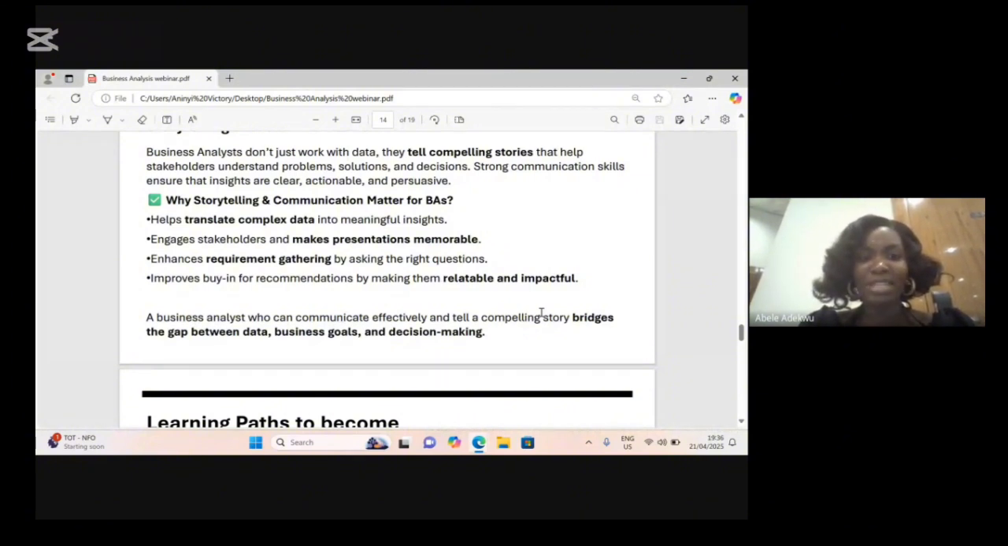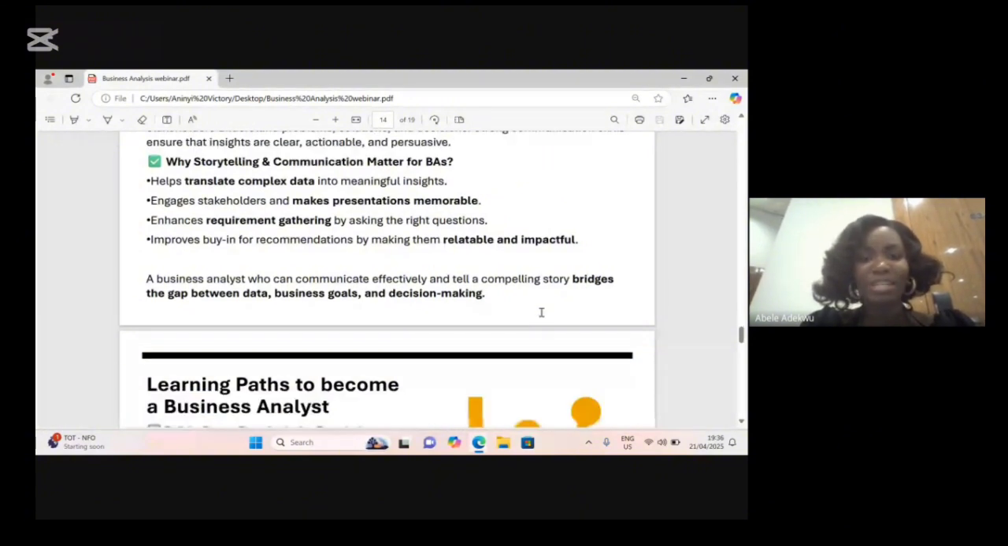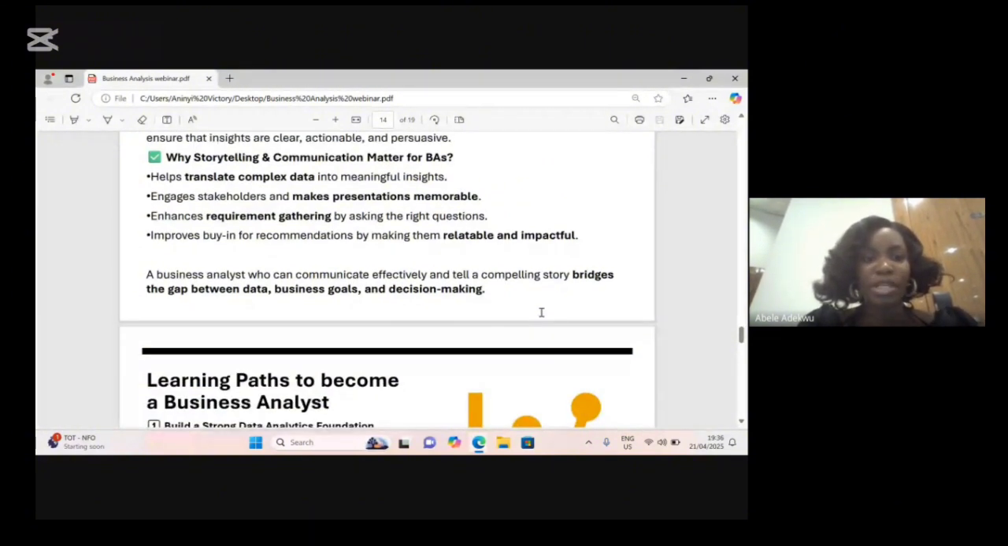easily gather requirements by asking the right questions. As I said earlier, communication skill is very important in gathering requirements. So it's very important. You have to know how to tell stories. You have to learn how to communicate with your stakeholders for you to ask them the right questions that they'll be willing to answer without any issue whatsoever. And it also improves buy-in for recommendations by making them relatable and impactful. A business analyst who can communicate effectively and can tell compelling stories helps to effectively bridge the gap between data, business goals, and decision making.